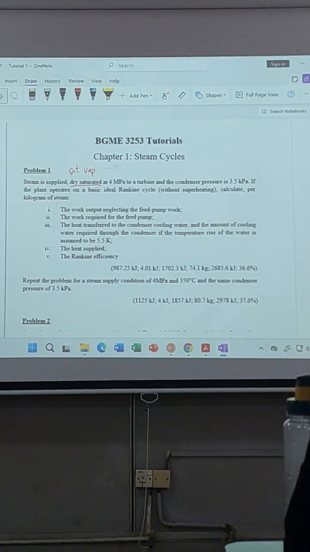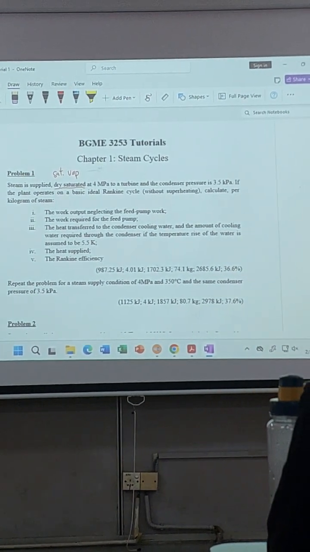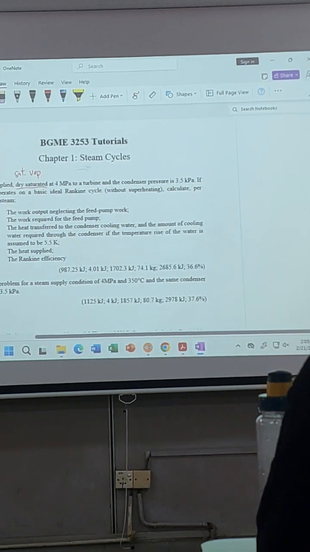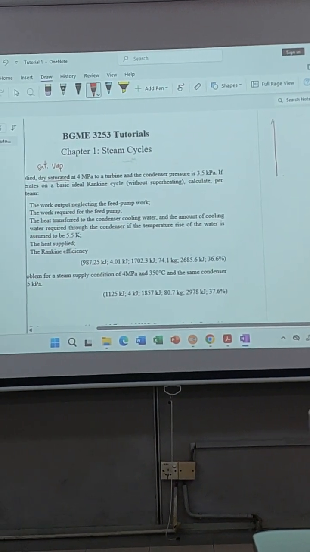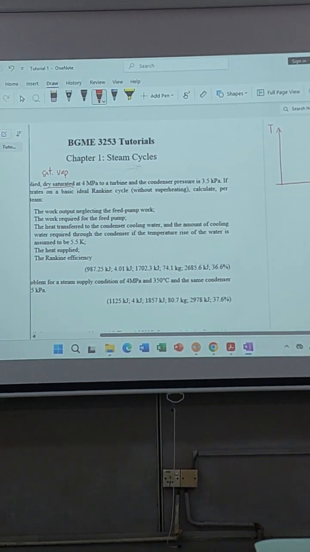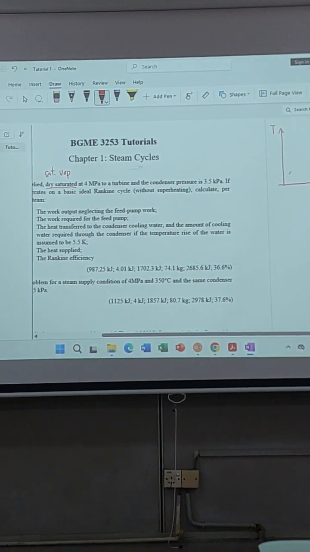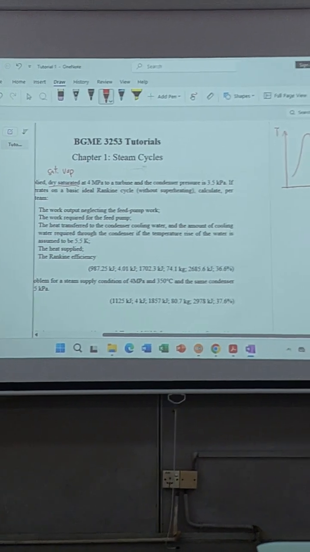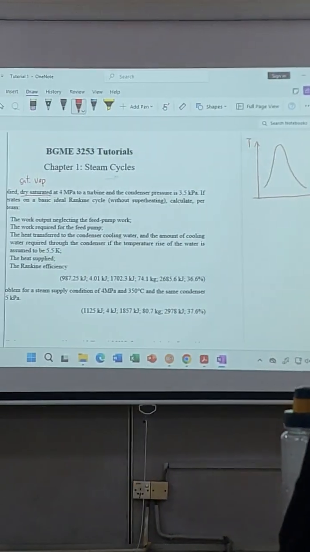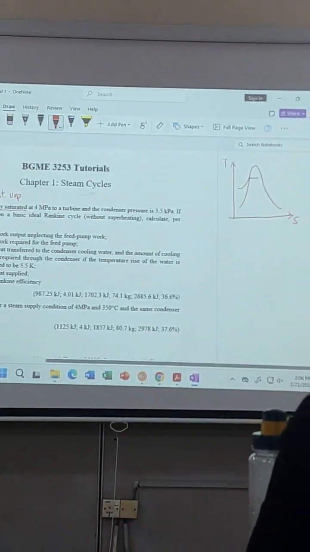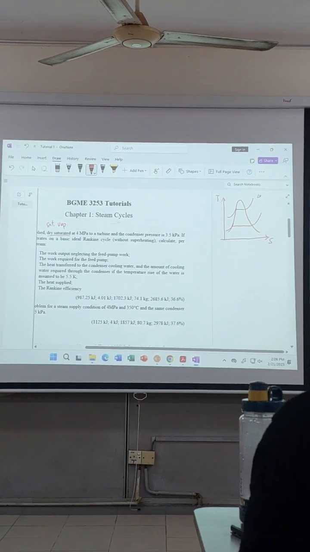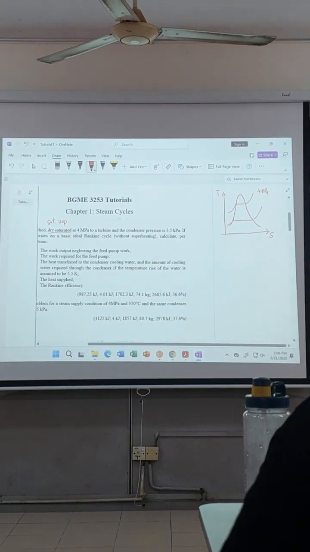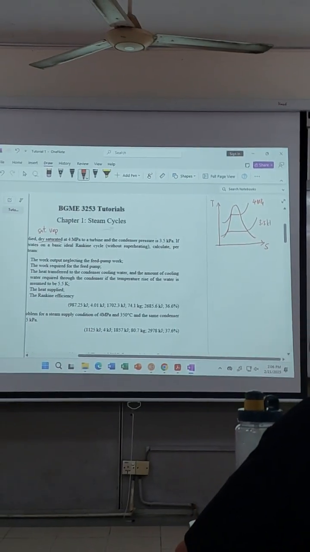So the second equation, and the output will require, so we look at this question first. So if you are asked to draw the T-s diagram, this is the focus more on T-s. So this is a very simple drawing. You just need two parallel lines. So the top one will be 4 megapascal. The bottom one 3.5 kilopascal. So yeah, all that is the ideal cycle.